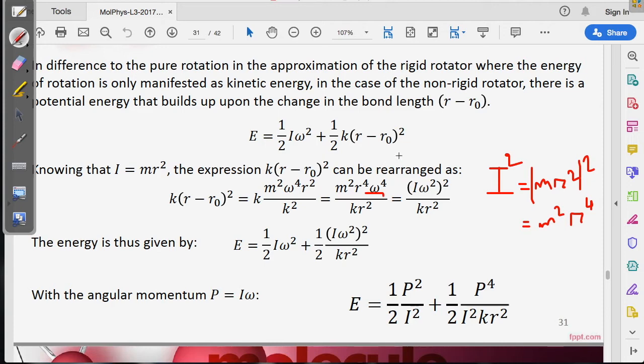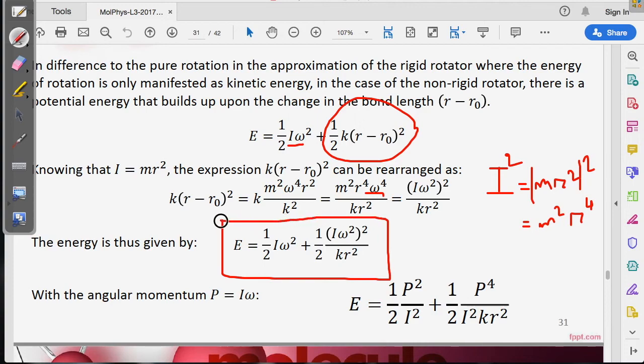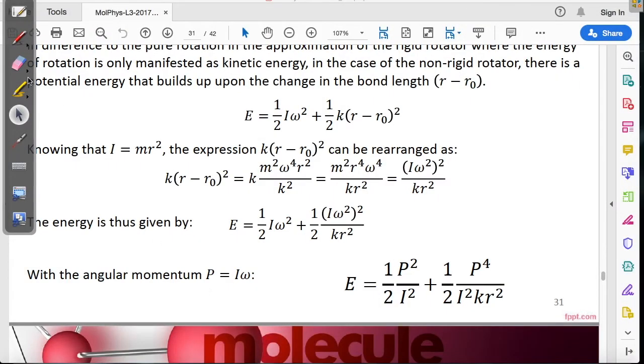So why did we do that? So that we can write this part, the new part added by this consideration of the elongation of the bond, similar to I omega squared here, because we want to quantify it later. So finally, this gives the total energy of the rotating molecule. We actually have to introduce the angular momentum P. The reason we do that is because later on we know that P is quantified in quantum mechanics, and we know how to quantify it. So this means that we could actually quantify this expression of the total energy.